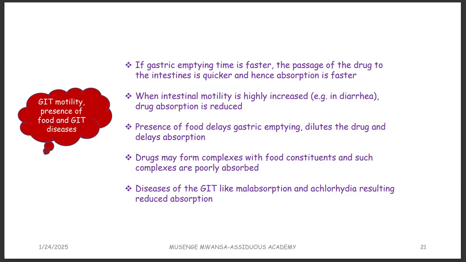GI motility is very important also. If gastric emptying time is faster, the passage of the drug to the intestine is quicker, and hence absorption is faster. GI motility, if it is faster, take note of that, right?